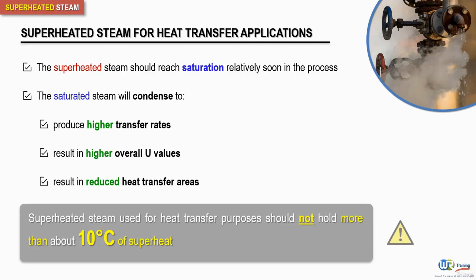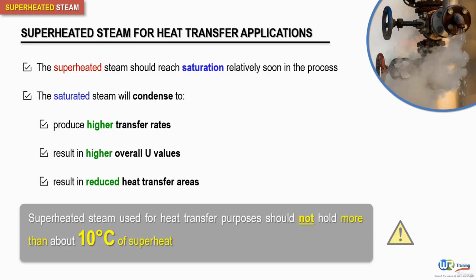If this is so, it is relatively easy and practical to design a heat exchanger with a heating surface area based upon saturated steam at the same pressure, by adding on a certain amount of surface area to allow for the superheat. Using this design guideline, the first part of the heat exchanger will be used purely to reduce the temperature of superheated steam to its saturation point.